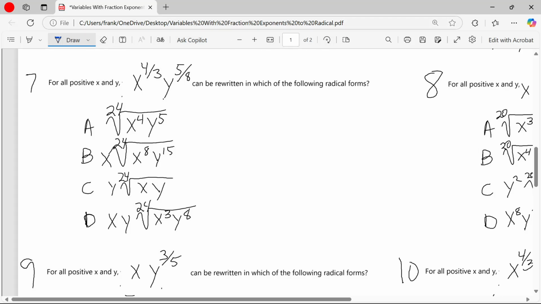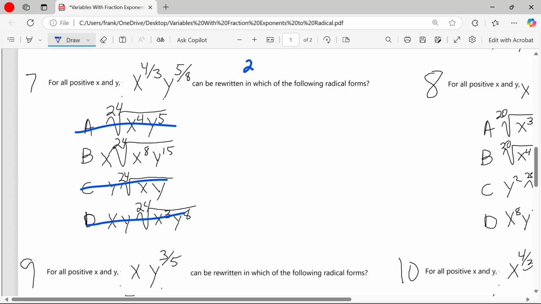Next one, x to the 4/3, y to the 5/8. Only x has a numerator bigger than the denominator, so there has to be an x and only an x outside. A does not have an x, C has a y but no x, and D has x and y, so the answer has to be B. I will finish it for practice.